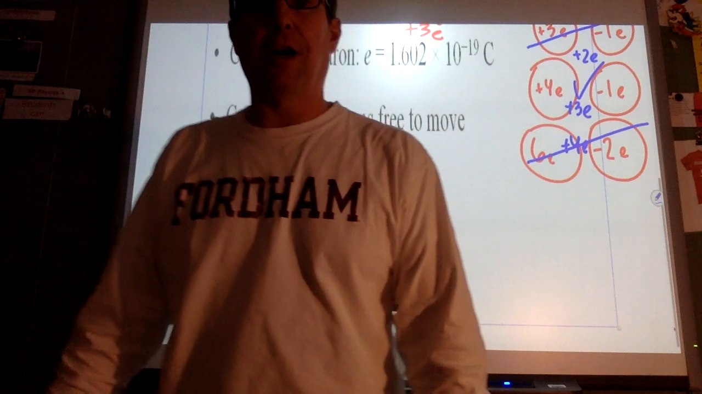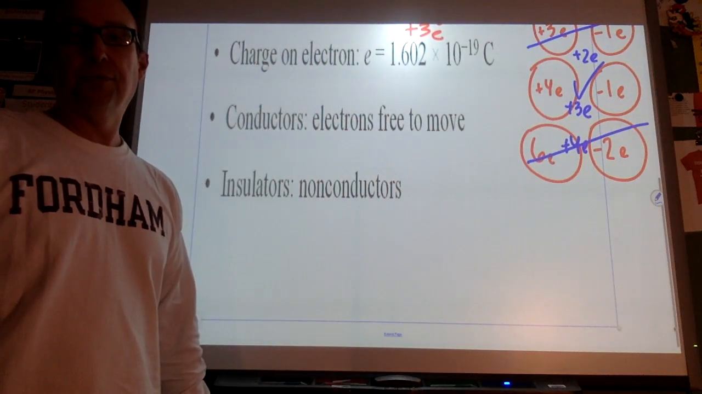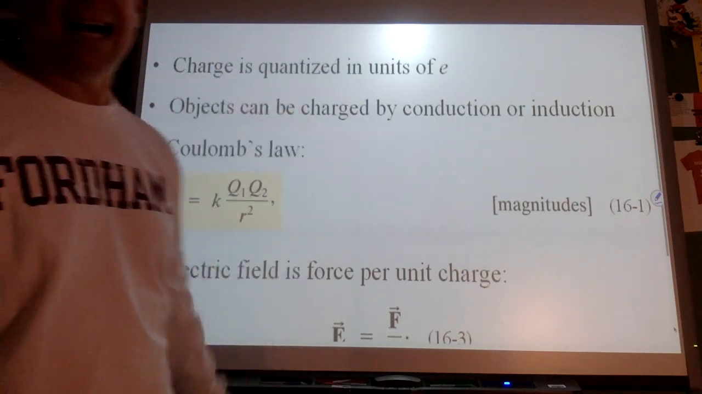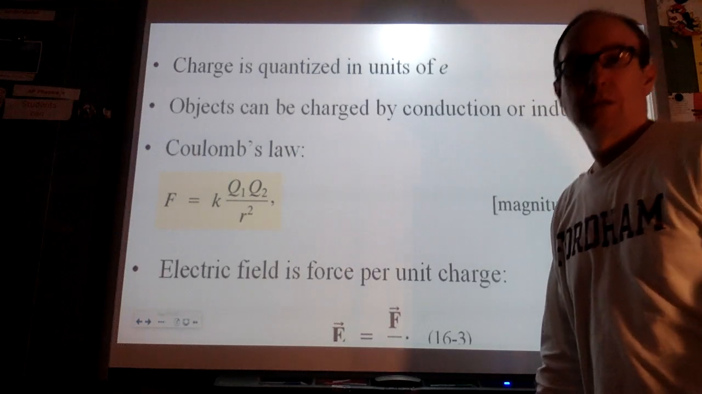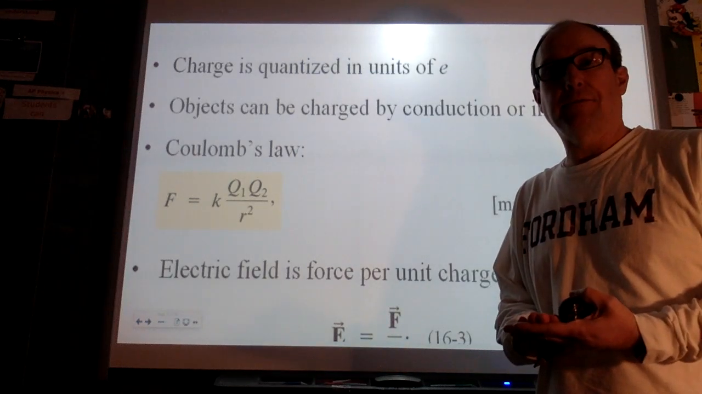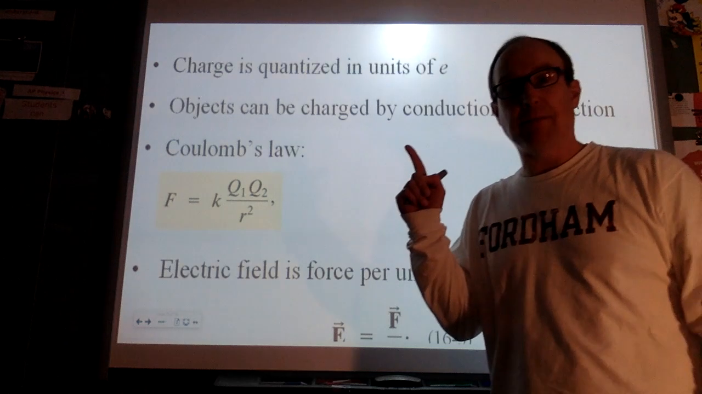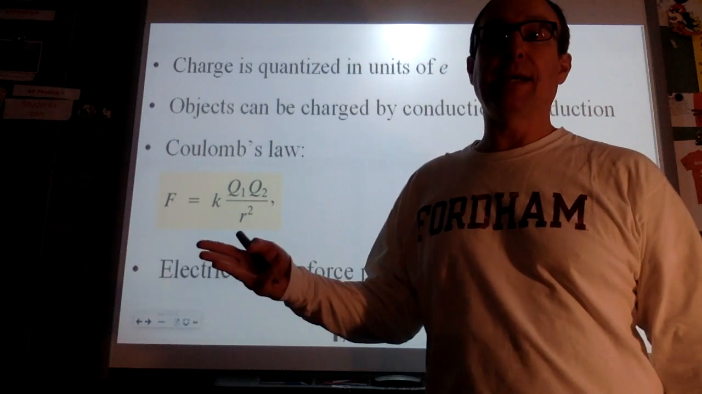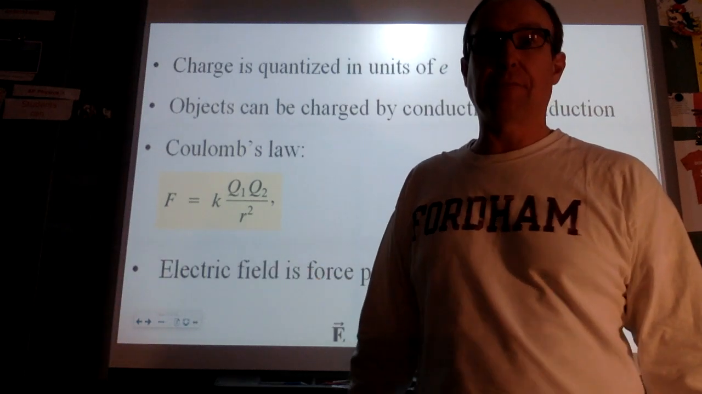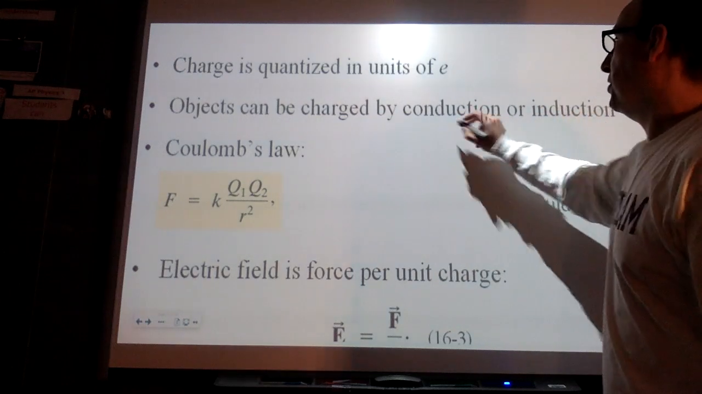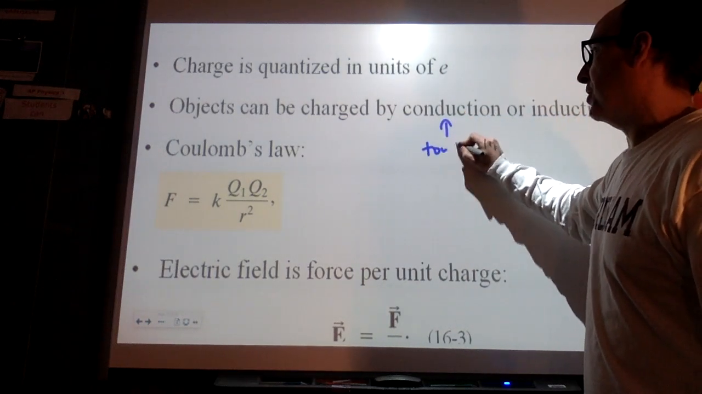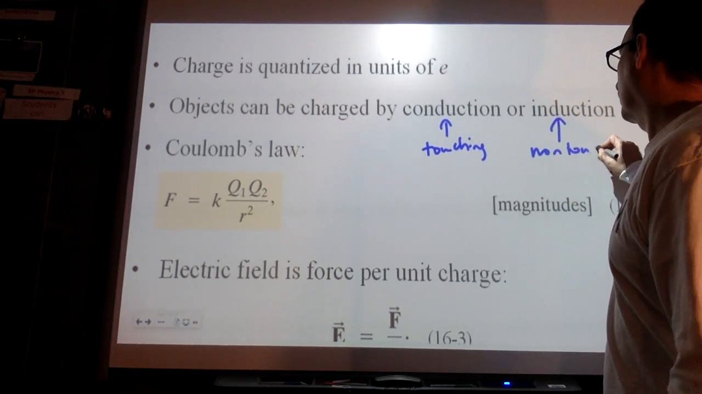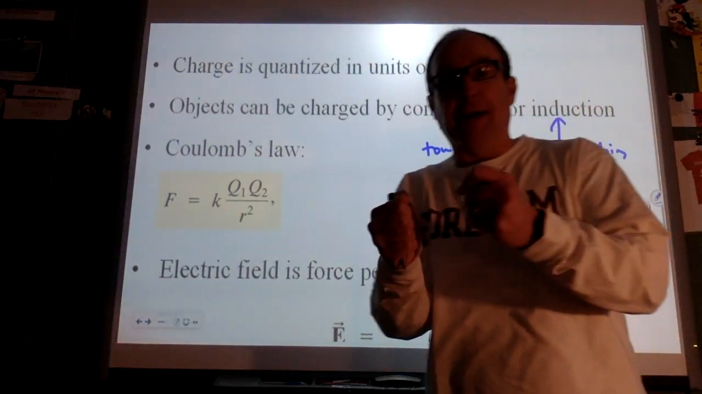Things that do not allow charge to flow are non-conductors. Charge is quantized. So that means that you could only have 1, which is 1.6 times 10 to the negative 19th, 2, which is 3.2 times 10 to the negative 19th, 3, which is 4.8 times 10 to the negative 19th. We can charge things by conduction, which is touching, or induction, which is non-touching. So I showed you that with the metal spheres.